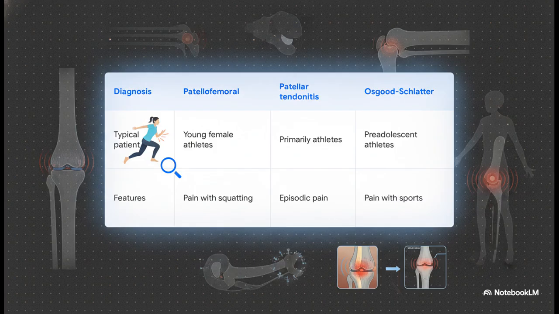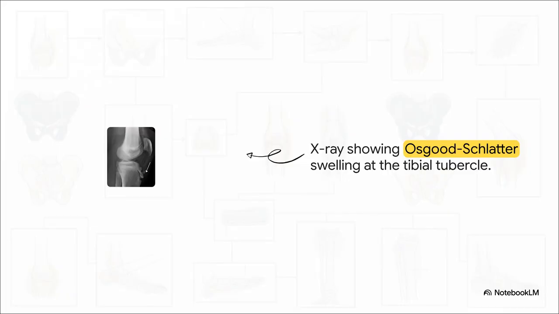And finally, Osgood-Schlatter disease targets pre-adolescent athletes right after a recent growth spurt, causing pain with sports that gets better with rest. If the clinical vignette describes a pre-adolescent athlete who just went through a major growth spurt, and they present with pronounced tenderness and swelling specifically at the tibial tubercle, recognize traction apophysitis immediately. This is the absolute classic presentation of Osgood-Schlatter, an overuse injury that you must be able to diagnose confidently without even needing to rely on imaging.